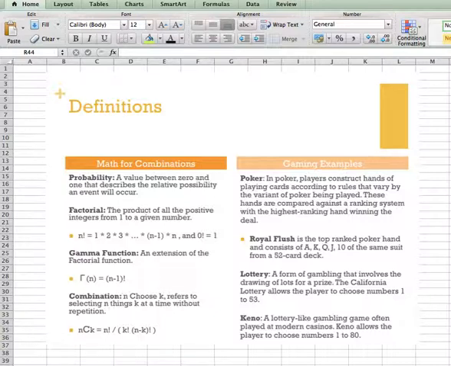Lottery is a form of gambling that involves the drawing of lots for a prize. The California lottery allows the player to choose numbers from 1 to 53. Keno is a lottery-type gambling game often played at modern casinos. Keno allows the player to choose numbers from 1 to 80.